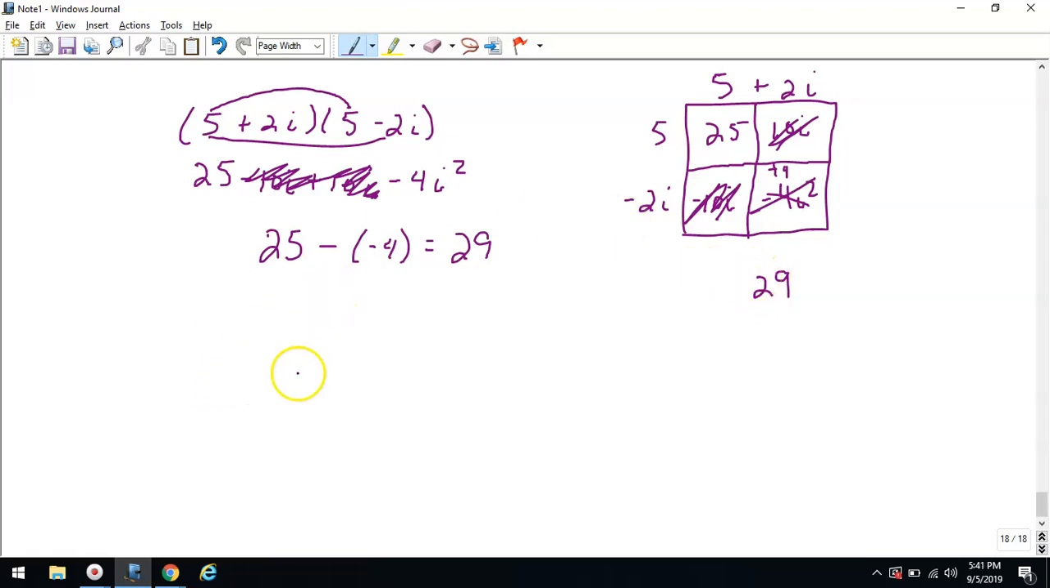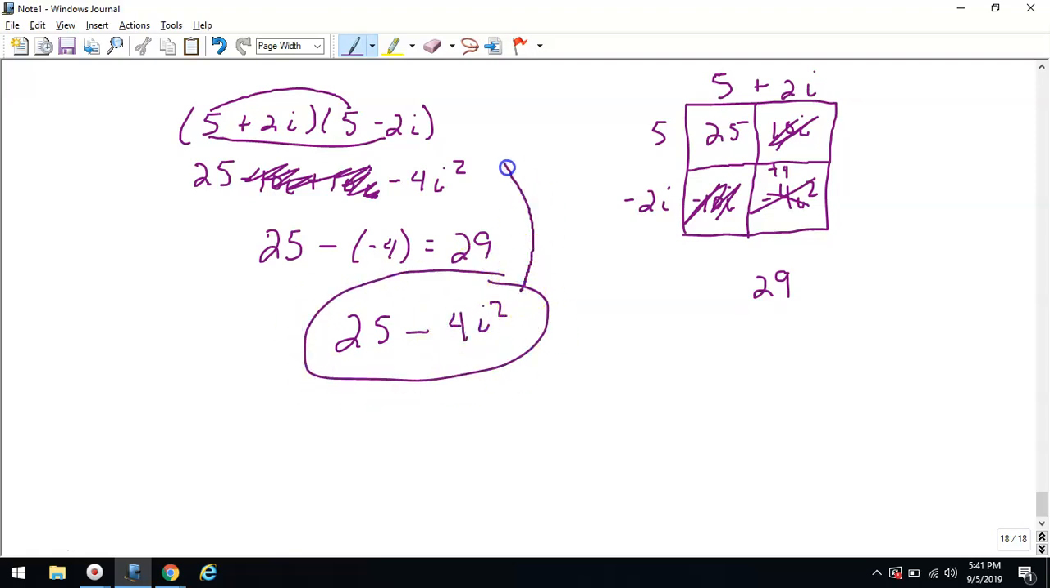I want to say really quick, if I knew that was the difference of squares, I know that would be 25 minus 4i squared at this point, just because I recognized that that was the difference of squares.